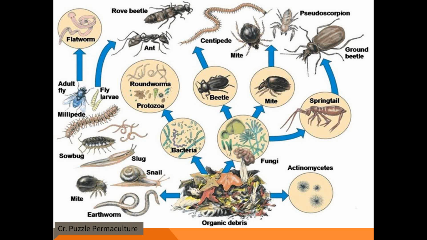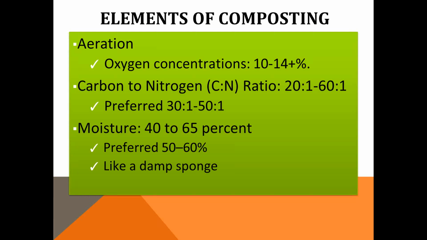So just like us, they need certain things. So elements of composting then, just like us, one is air. This is an aerobic process, meaning with air. So they need air, and that's why we're turning it or rotating it in our bin. They need a carbon to nitrogen ratio, which means materials high in carbon and materials high in nitrogen, and we'll go over that in a minute.